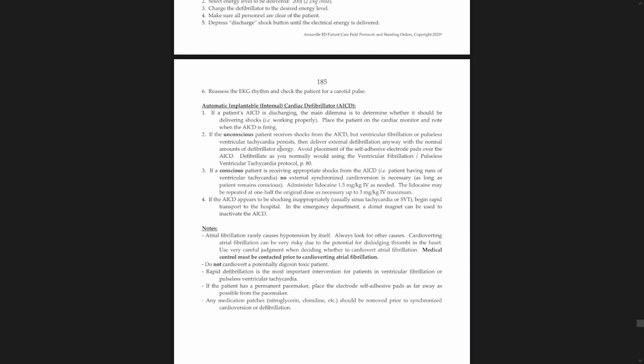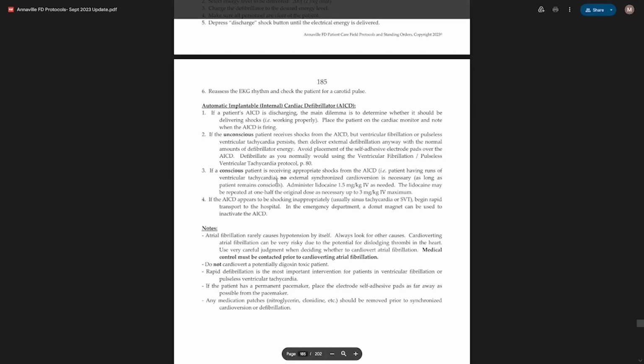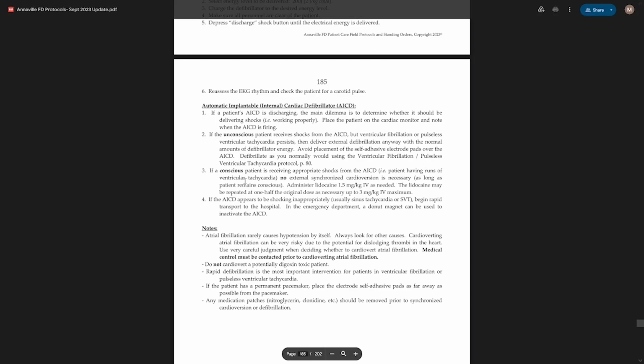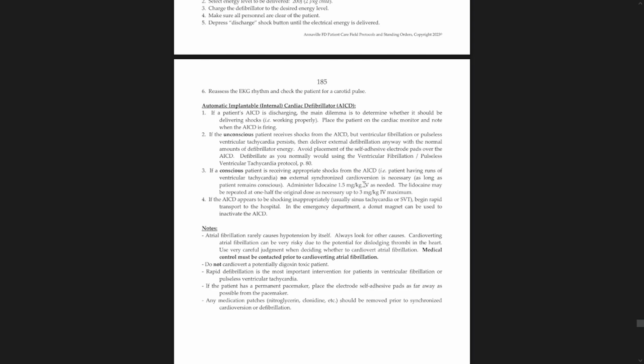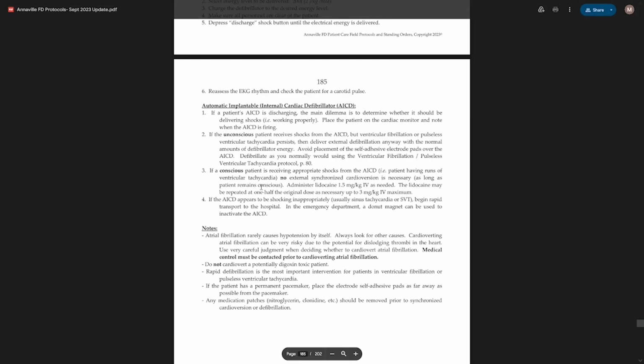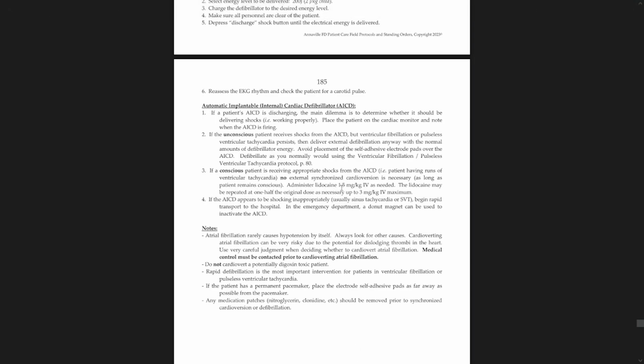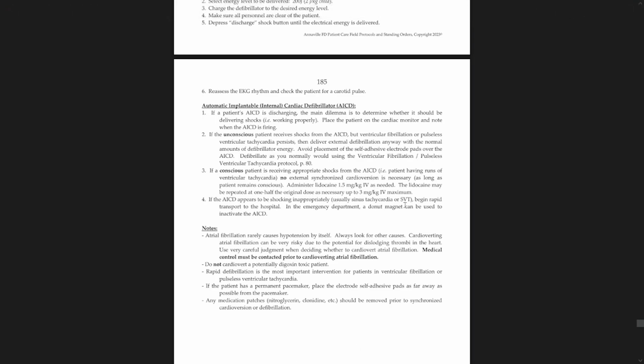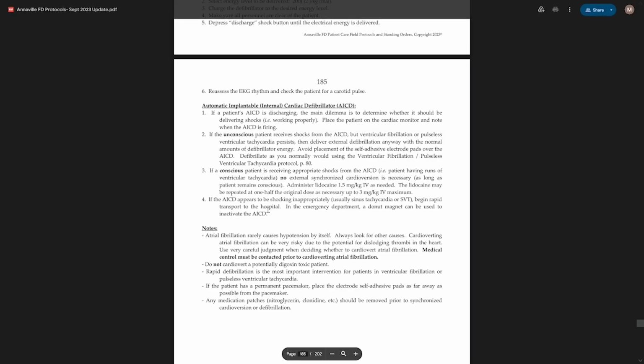If a conscious patient is receiving the appropriate shocks from the AICD, no external synchronized cardioversion is necessary as long as they remain conscious. Administer lidocaine, 1.5 milligrams per kilogram IV, if needed. The lidocaine may be repeated at half its original dose, up to 3 milligrams per kilogram IV maximum. If the AICD appears to be shocking inappropriately, usually during sinus tach or SVT, begin rapid transport to the hospital. In the emergency department, a donut magnet can be used to inactivate the AICD.